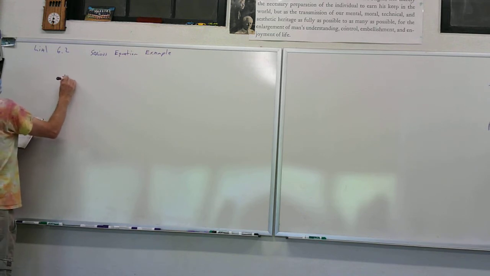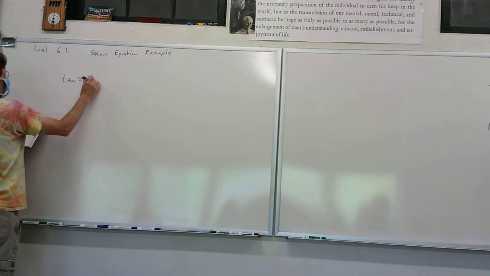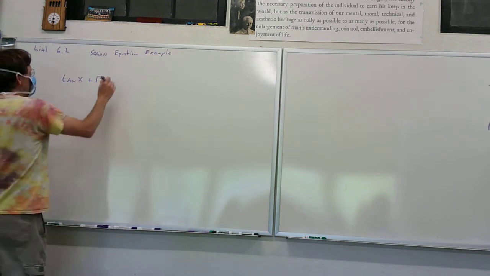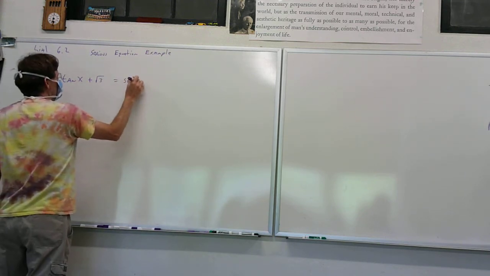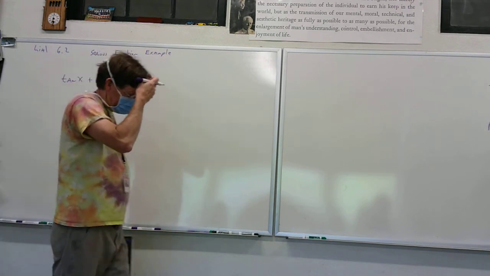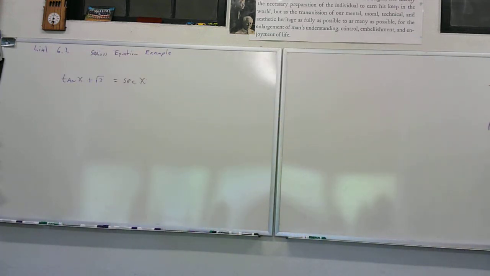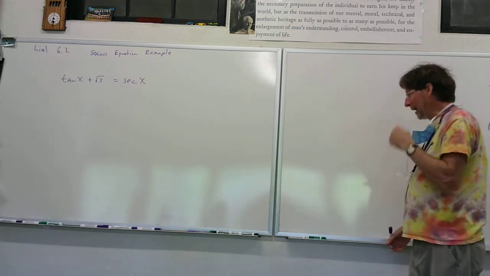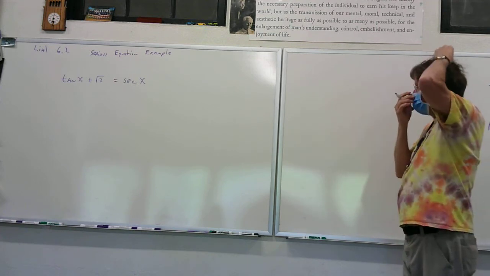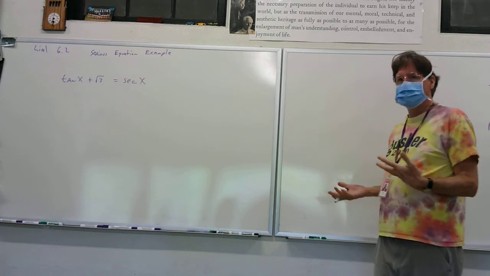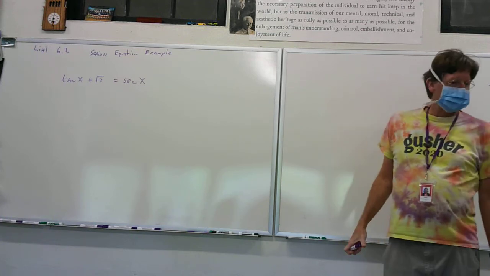Tangent x plus the square root of 3 equals secant x. Folks, I look at that problem and I would love to isolate the trig function. But when I try to isolate the trig function, I realize I can't. Because I got a tangent x and a what? Secant x.